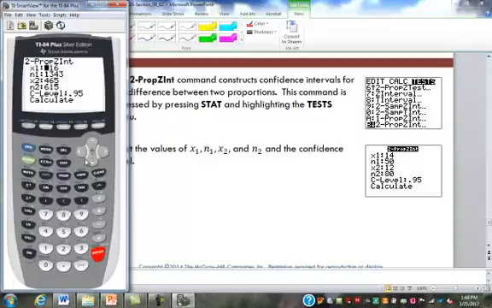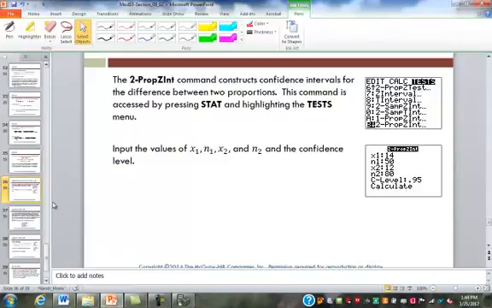So our first proportion is for our first sample. 14 of the children had diminished capacity out of 50. So N1 is 50. X2, in the second sample, there were 12 with diminished lung capacity. And then N2, the sample size, was 80. Confidence level is 0.95. Calculate. There's our interval, negative 0.017 to positive 0.277. So exactly what we had before.